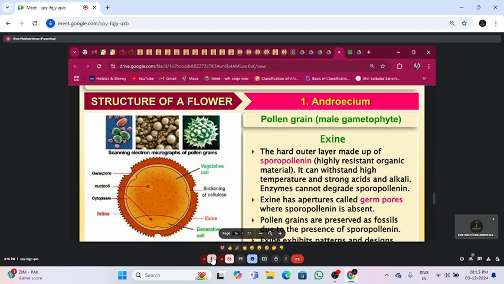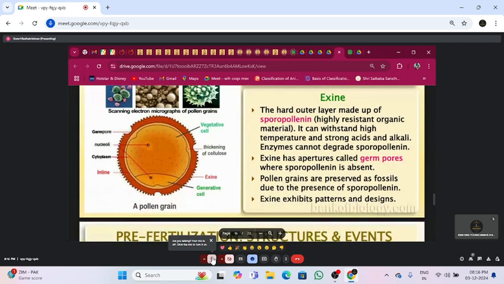Now this has some apertures, that means openings, at several places in the pollen grain. Those apertures are called germ pores. When the pollen grain is transported to the stigma, pollen tubes are formed from the pollen grain through these germ pores or apertures. Okay. So the pollen grains are preserved as fossils due to the presence of sporopollenin.